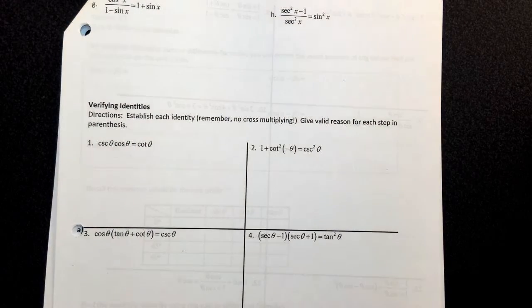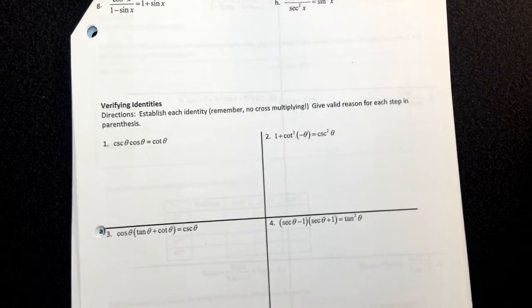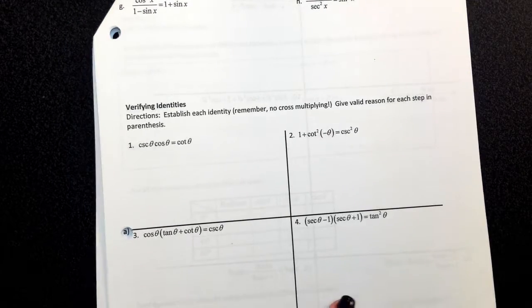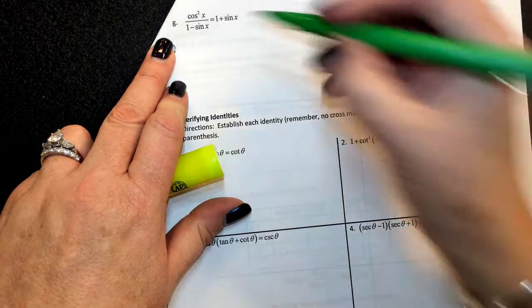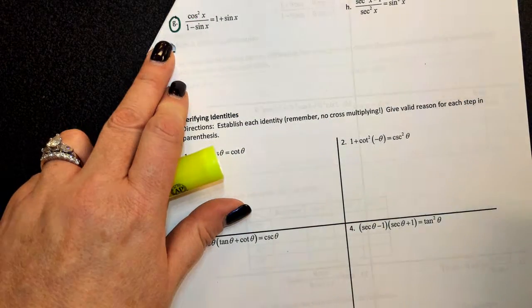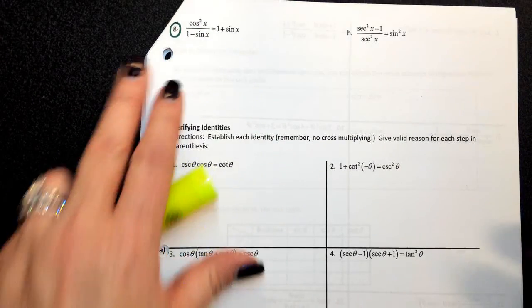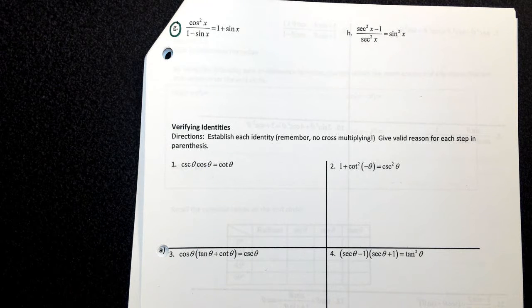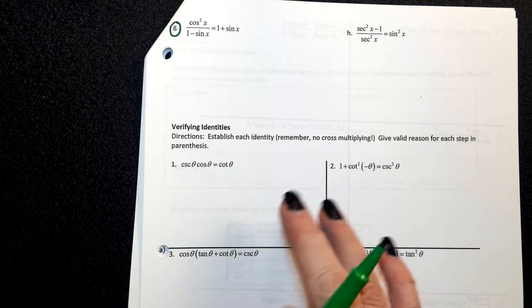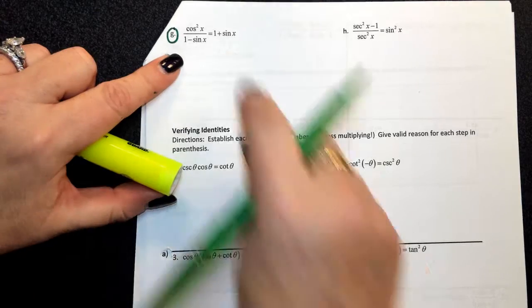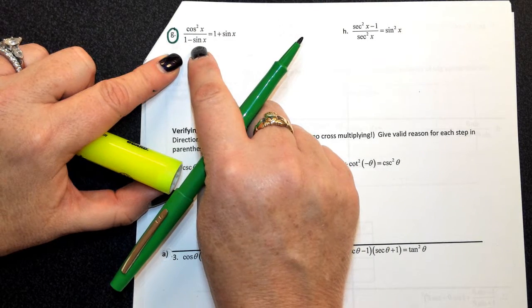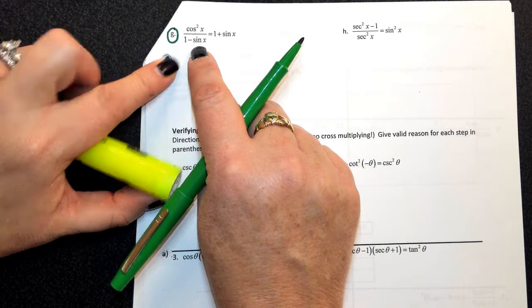All right, so now let's take a look at letter G. See if you can do letter G on your own. Take a little break from the adding ones. There's no fractions to add together. Which side looks more complicated? The left. Again, we've got a cosine squared over 1 minus sine x. So first of all, let's start with the left.